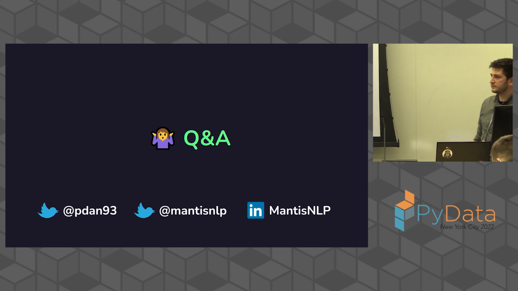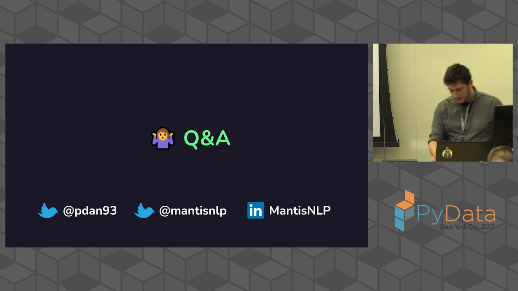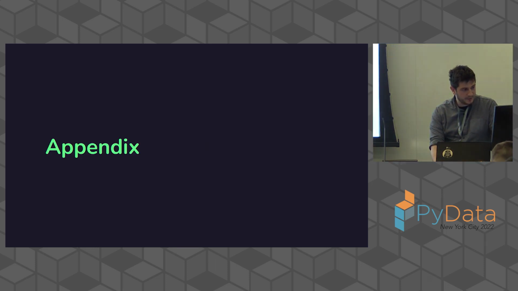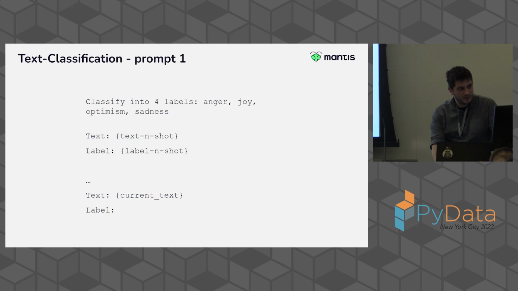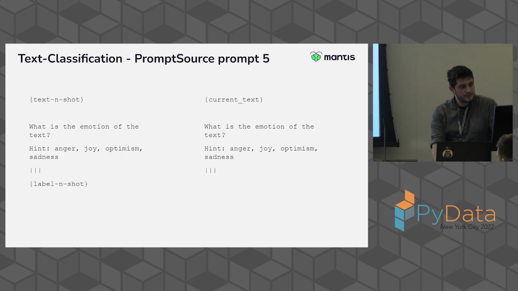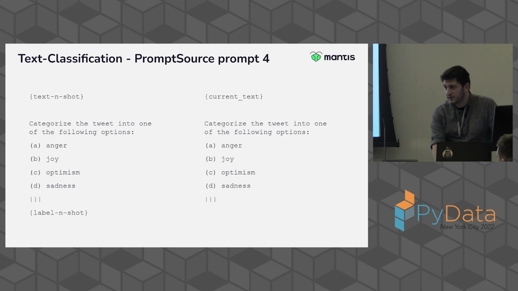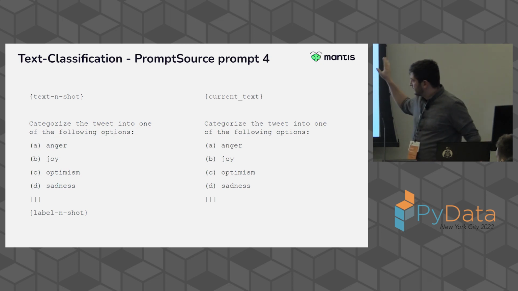I was wondering if you could give us some more detail on what constitutes a complex prompt and what not. Right. I actually have some examples in the appendix. So, for example, this is the first prompt in the text classification. As you can see, it's quite simple. This is an example of a more complex prompt. I had to split it in 2 columns, but it is the same prompt.